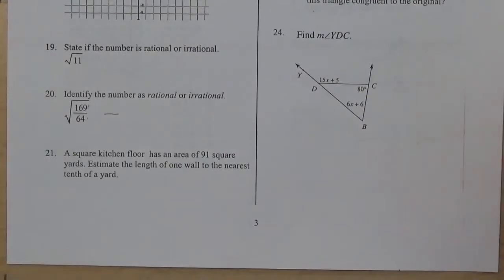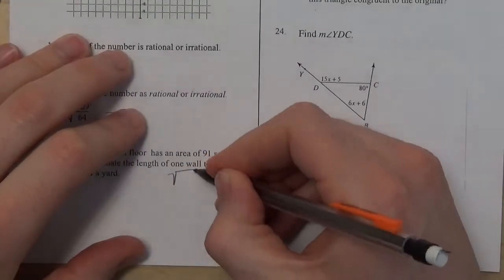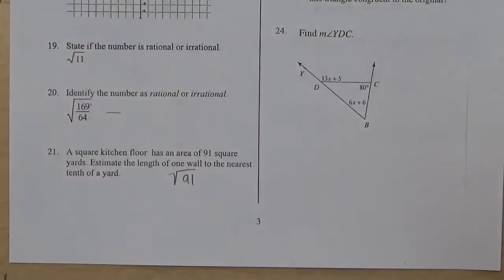21 says a square kitchen floor has an area of 91 square yards. Estimate the length of one wall to the nearest tenth of a yard. So if you know the area of something, you want to know the length of one wall, one side, and it's a square, all you got to do is take the square root. So this is about estimating the square root of 91 in particular here.